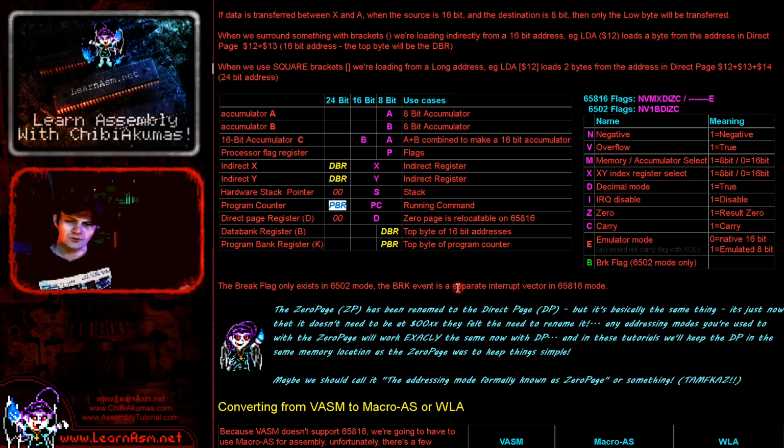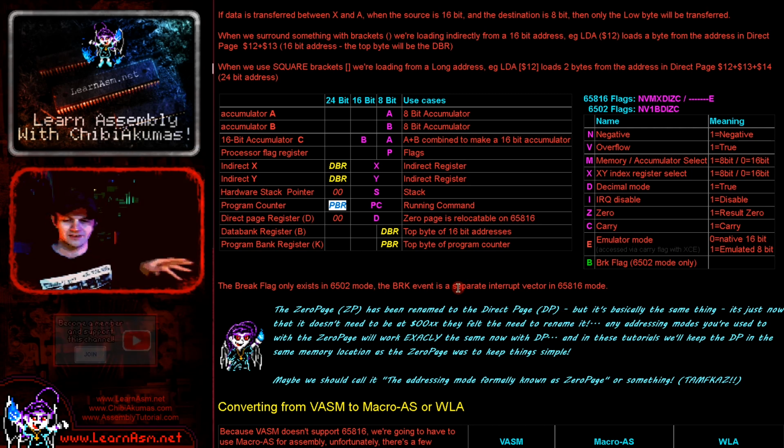Now, in 65816 mode we have two new processor flags. These are the memory and accumulator select, and this will turn the memory, that's the commands that work on memory addresses, and the accumulator commands into either 8 or 16-bit. If we set that to 1, it's 8-bit.